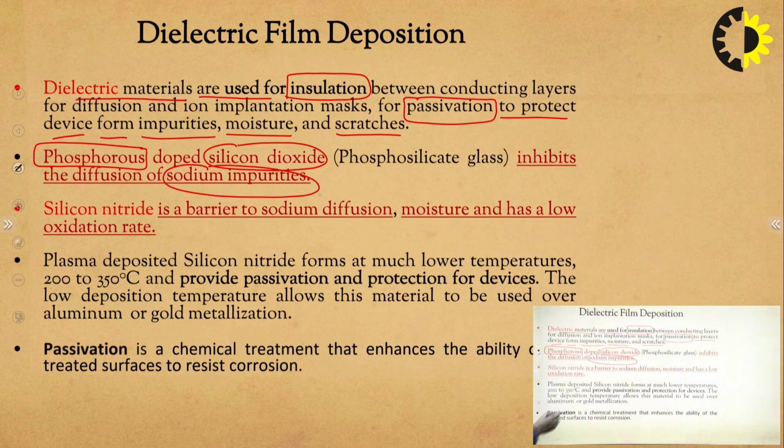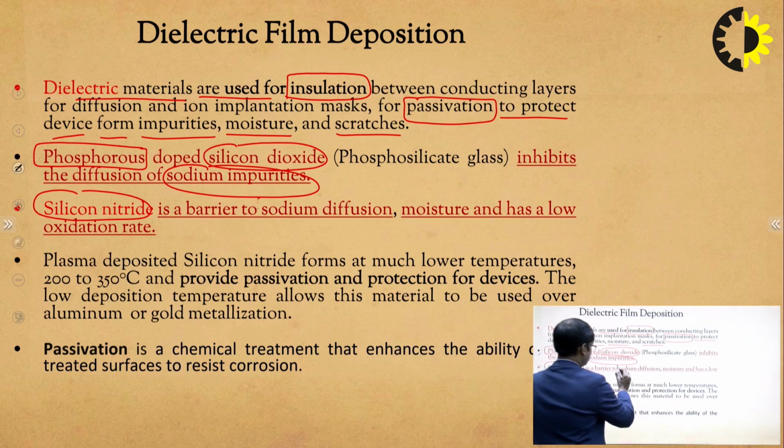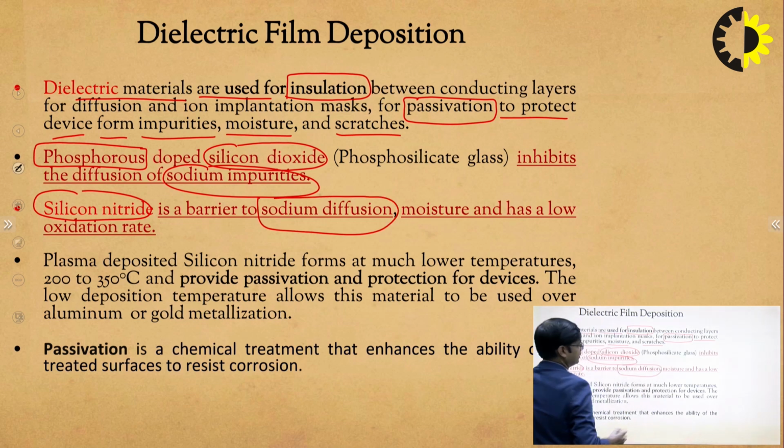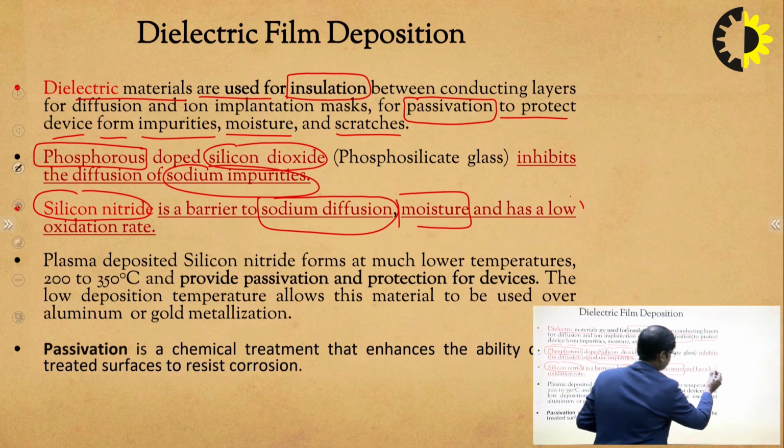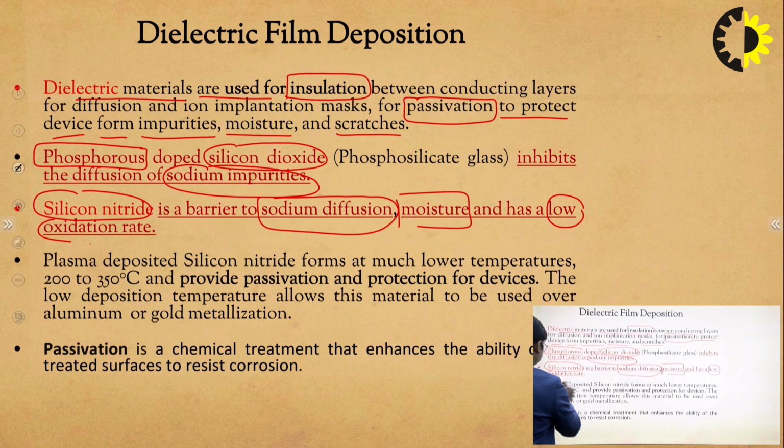Similarly, if we use silicon nitride as a dielectric layer, then the silicon nitride acts as a barrier to sodium diffusion. Also, it stops moisture and has a low oxidation rate. These are some of the very important applications of silicon nitride.